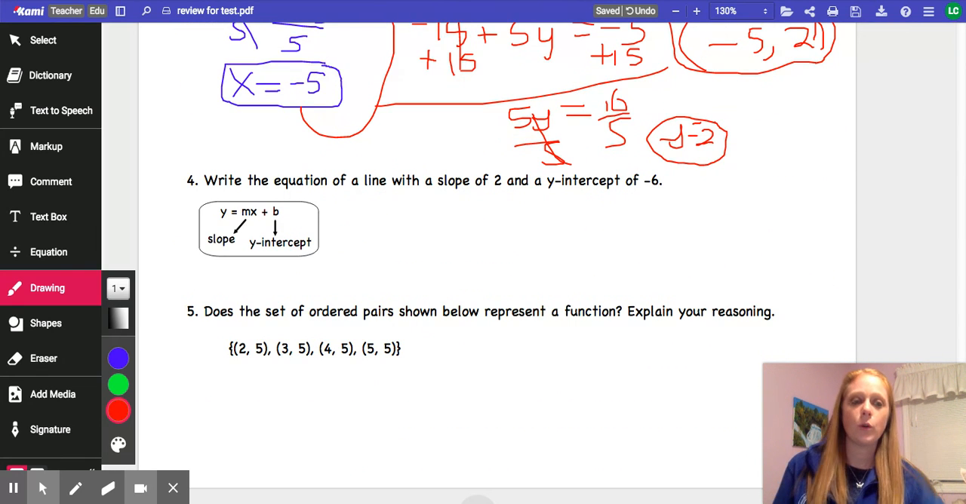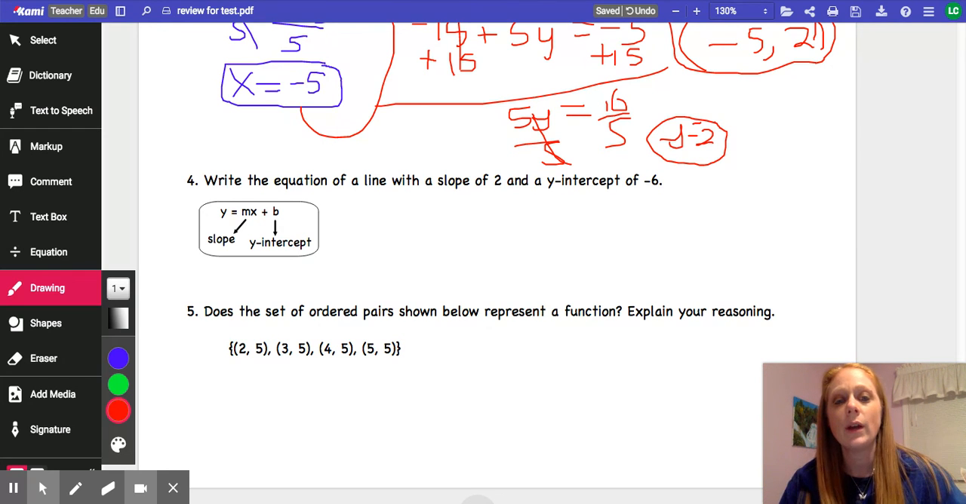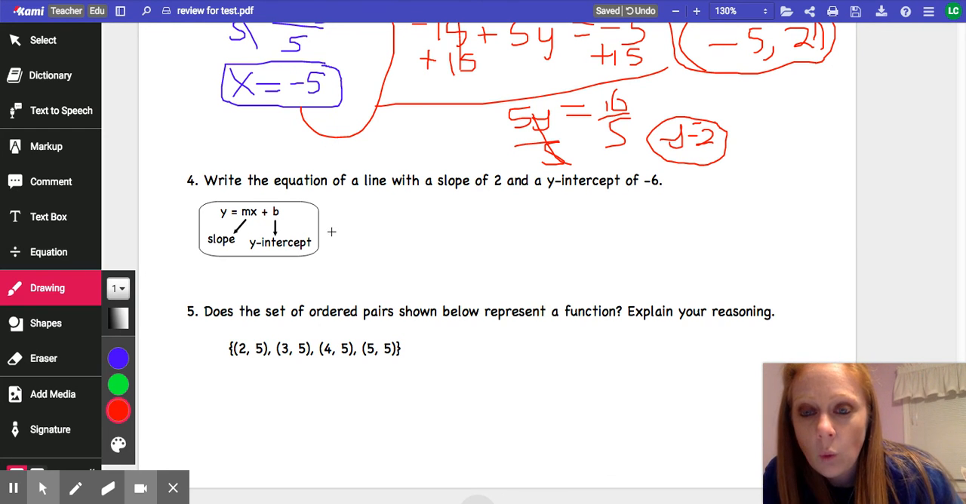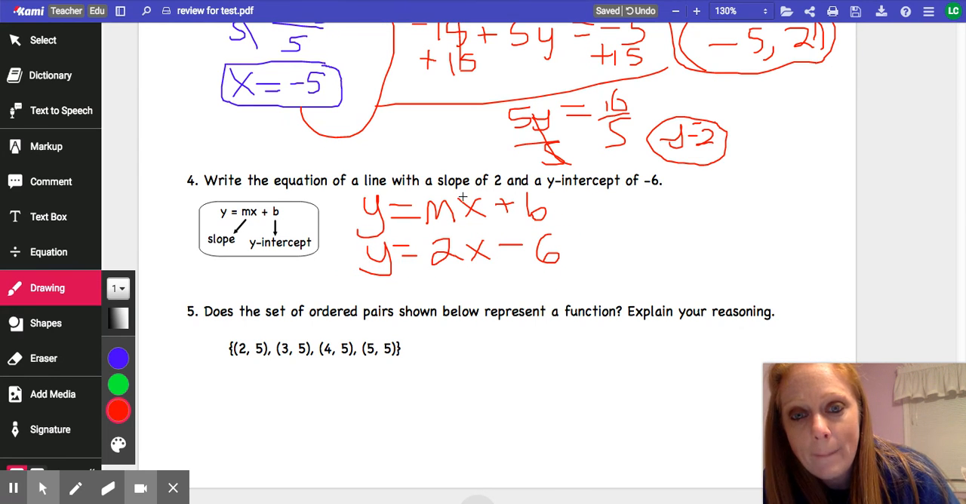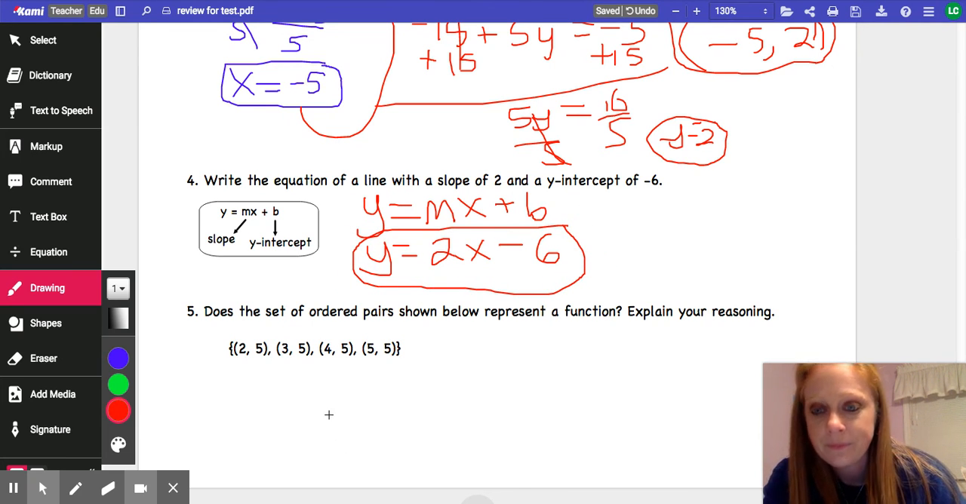All right, 2 more review questions. Number 4, write the equation of a line who has a slope of negative 2 and a y-intercept of negative 6. So our formula for equation of a line is y equals mx plus b. Our slope is negative 2, which is our m. And our b is negative 6, so we plug that in for b. So you have to have memorized that slope is m and y-intercept is b. And there you go, there's your equation. You just plug those two, the negative 2 and the negative 6 in.